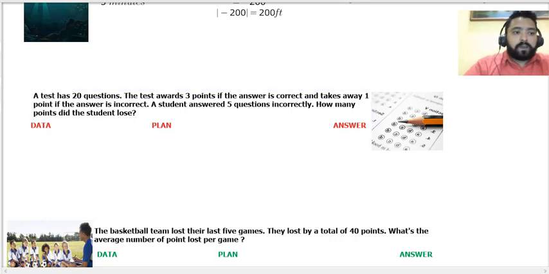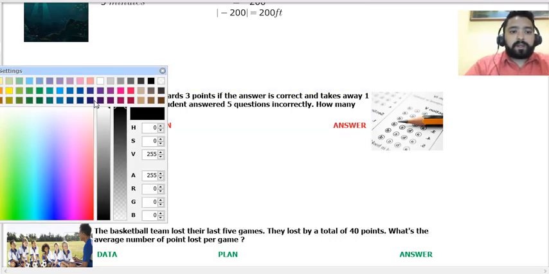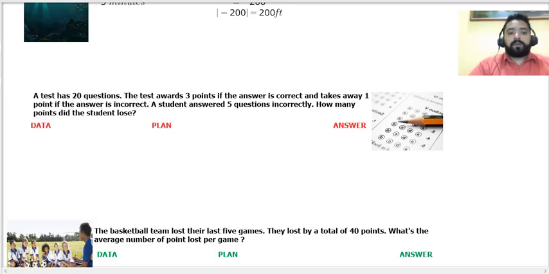In this case, you have to read carefully, because the problem is talking about only one part. Look at this. The test gives 3 points if the answer is correct, 3 points if it's correct, and takes away 1 point. 1 point. Remember, it's take away. It's a key word, okay, so we are going to use it.